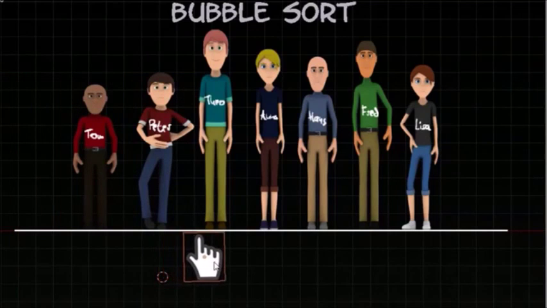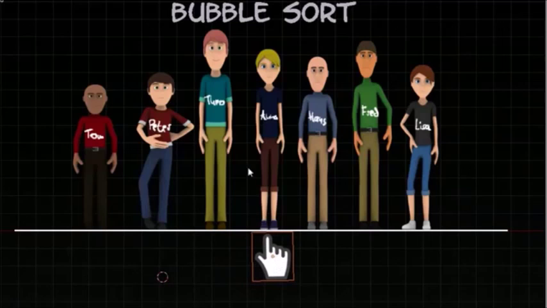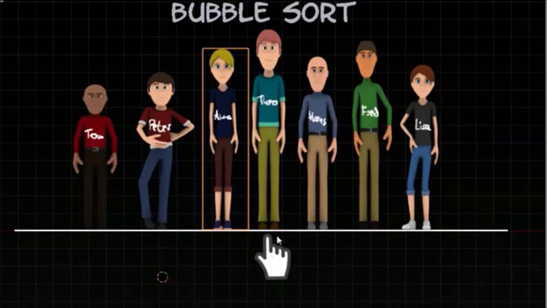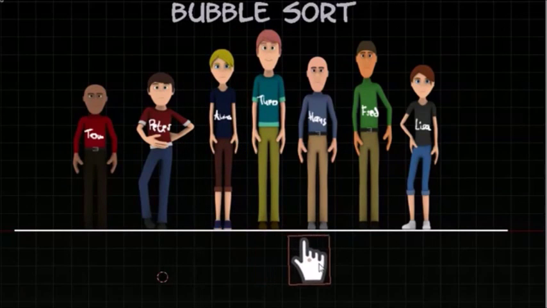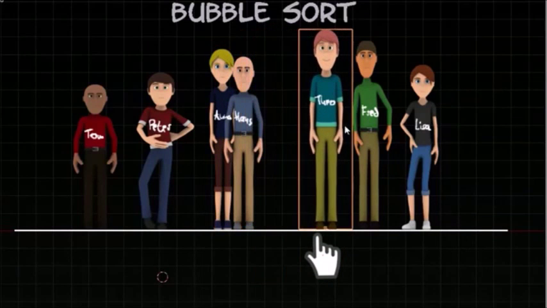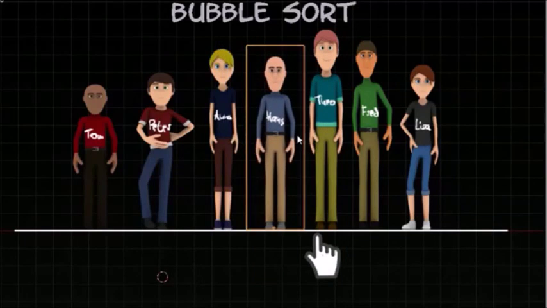Now I compare Peter to Theo. Here it is clear to us that Peter is smaller than Theo, so nothing will change. Then I compare Theo to Anna. Anna is smaller than Theo, so they will be swapped. And we go on. I will compare Theo to Hans, and Hans is smaller than Theo, so they will be swapped.